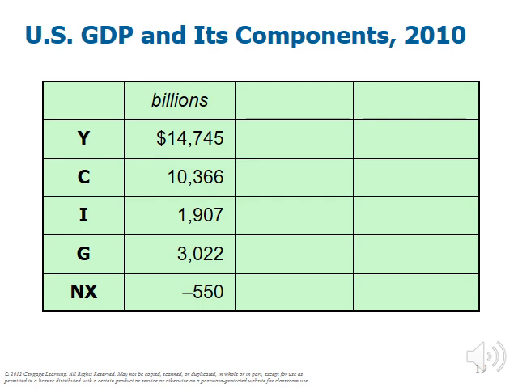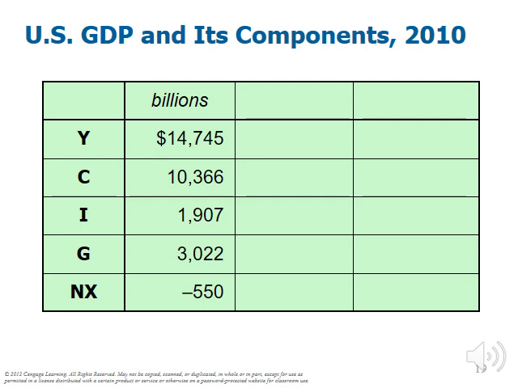Let's go ahead and look at GDP and its components for 2010. Keep in mind that these numbers are in the billions. GDP, or Y, in 2010 was $14.7 trillion. Consumption, $10.4 trillion. Investment, $1.9 trillion. Government expenditure, $3 trillion. And we ran a trade deficit. Our net exports was negative $550 billion. What this indicates is that our exports were less than our imports. We spent more abroad than we sold, and therefore the net export figure is negative.